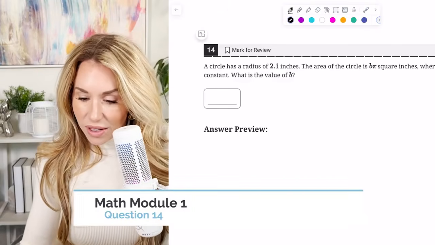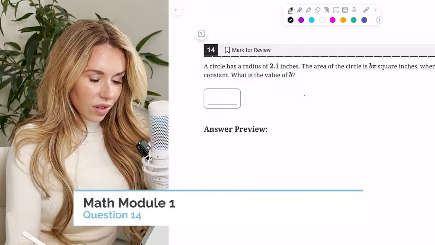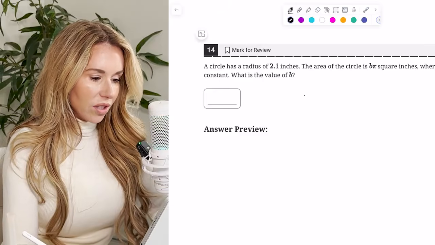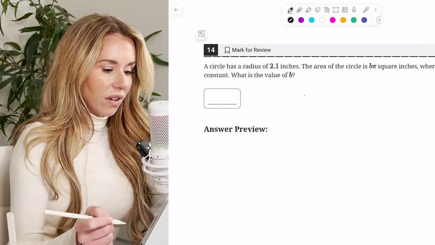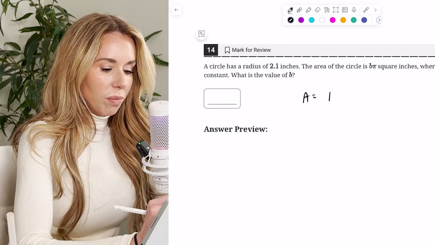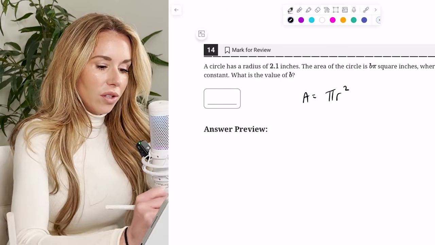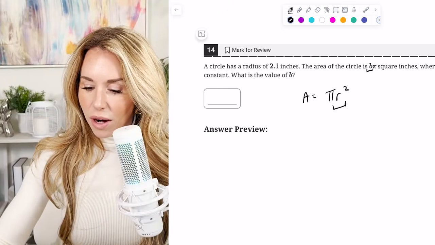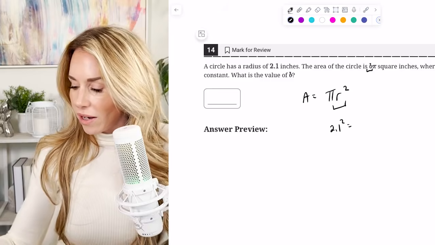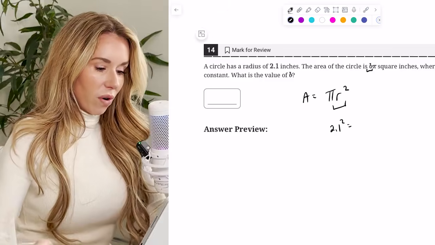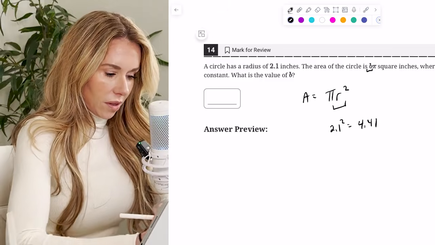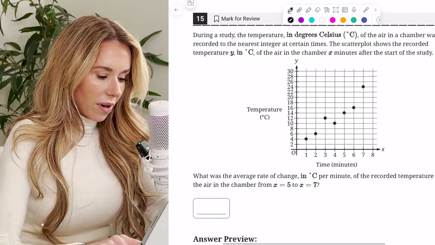The circle has a radius of 2.1 inches. The area of the circle is b pi square inches, where b is a constant. What is the value of b? Well, the area equals pi r squared, right? So b is going to be the r squared part. So you're going to do 2.1 squared, and that gets 4.41. So that equals b. Okay.